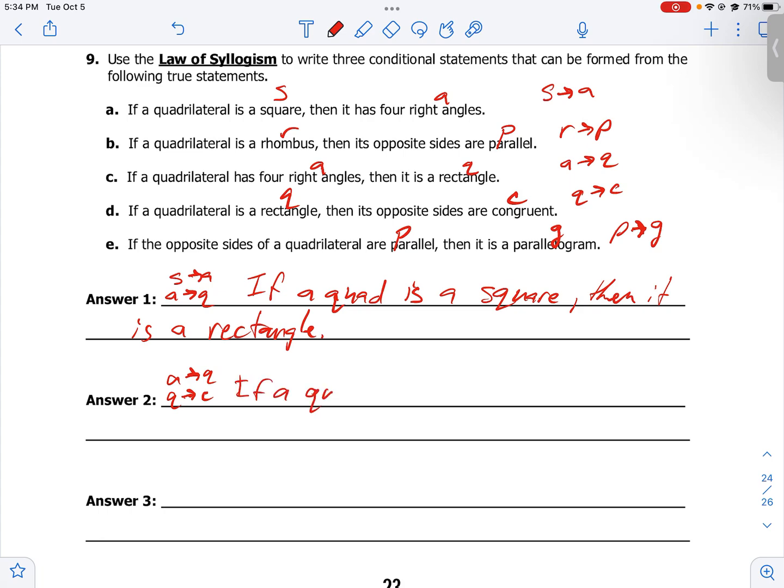So A was, if a quad has 4 right angles, then we can connect through the Q's, law of syllogism, to C, then its opposite sides are congruent.